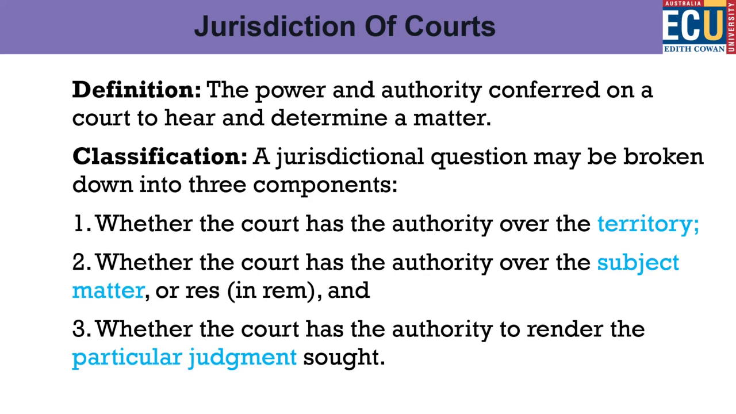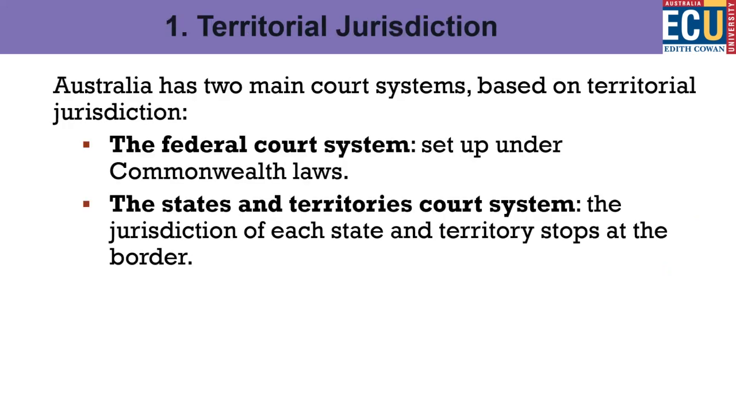I want to start with the first one, that is territorial jurisdiction. In Australia, we have two main court systems based on the territory. When we're talking about the territory, we are referring to the Commonwealth and the state level, right? If you recall our last week's lecture, we learned about the historical background, how we got the federation, the concept of Commonwealth. Before that, we were British colonies. Since we got the Australian Federation, we have our Commonwealth.